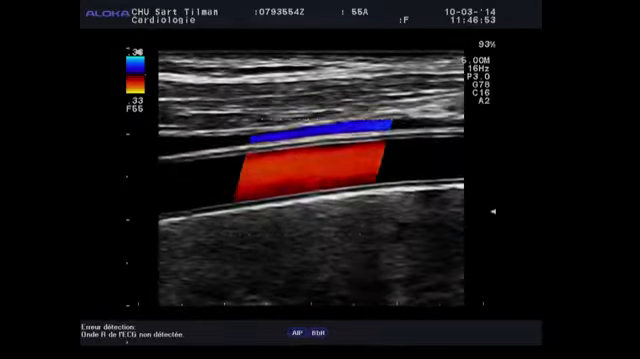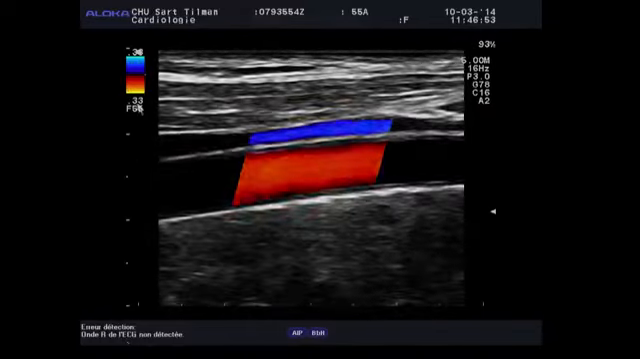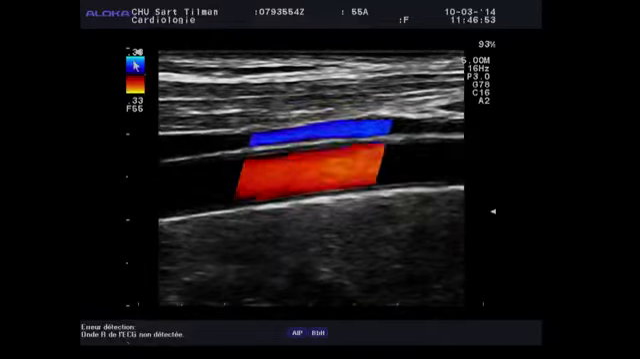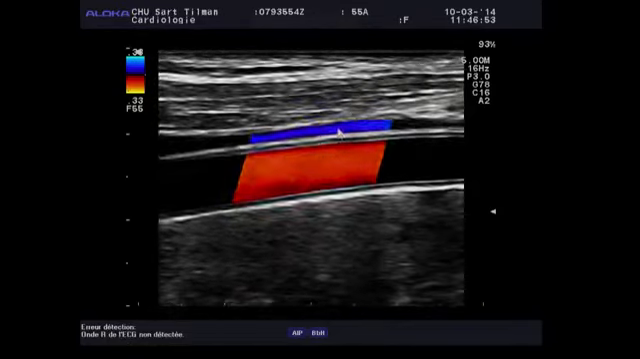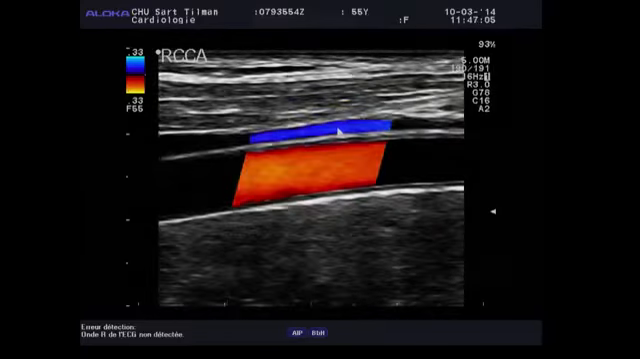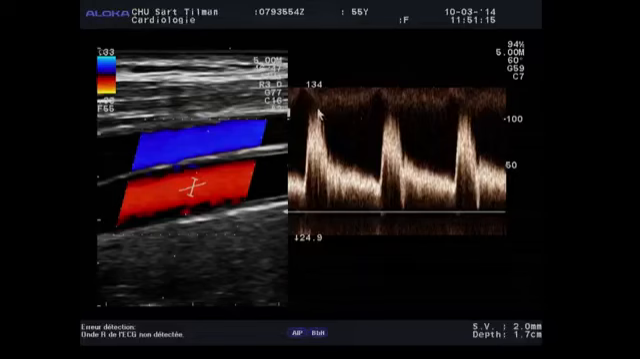Then you can turn on the color Doppler. As for cardiac examination, it's the same. You have a scale here with red and blue flow. Here is the carotid artery, and here is the vein, the jugular vein. And you can switch on pulse Doppler. And you have a peak systolic velocity and a diastolic velocity here.